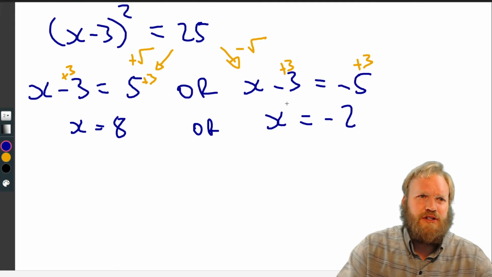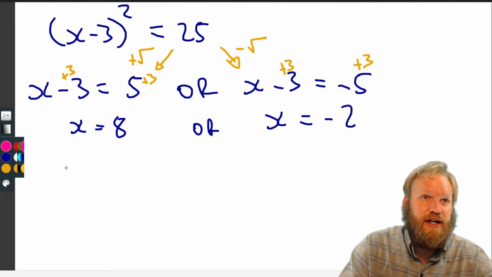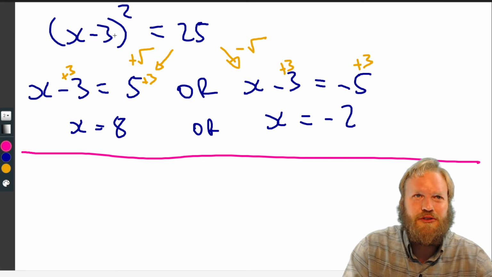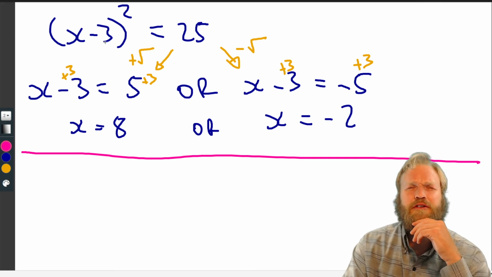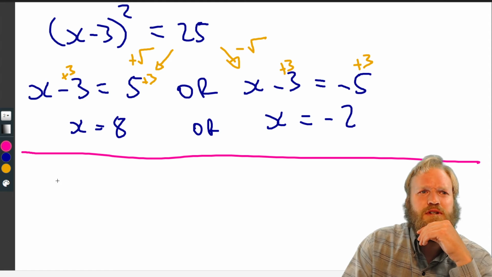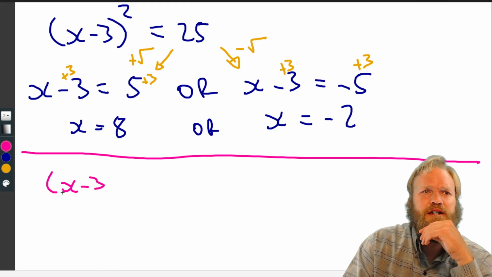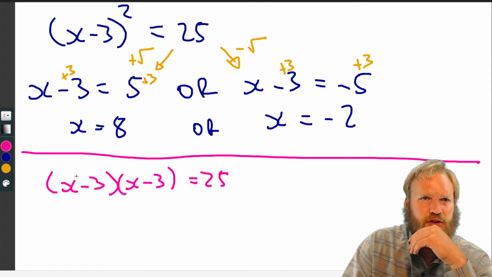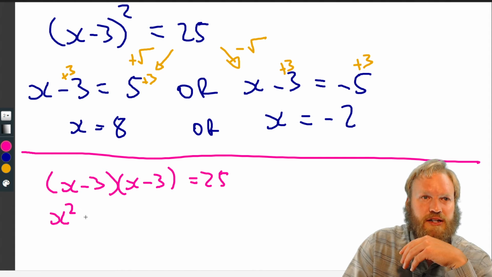Now, this is kind of just an aside. So you don't even have to write this down, just take note of it. Let's look at another way of solving this equation. Perhaps I said, you know what? (x - 3)² means (x - 3) times (x - 3) equals 25. I'm going to square out or multiply these brackets out.